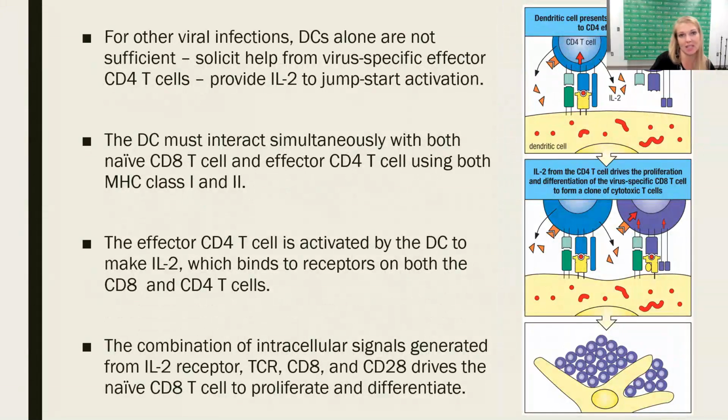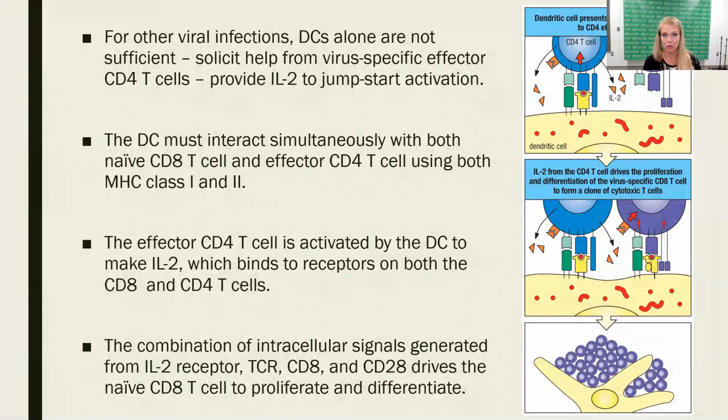Sometimes dendritic cells and CD8 positive T cells need the help of CD4 positive T cells or T helper cells to produce that IL-2 to jumpstart the CD8 positive T cell to go out and kill. So the dendritic cell has to interact simultaneously now with not only CD8 positive T cell, but also the CD4 positive T cell. Engage both of those. Because they have both MHC class 1 and MHC class 2 on their surface, they're able to do that. The CD4 positive T cell is activated to become a helper T cell like it should, and its effector function then is to produce IL-2. The CD8 positive T cell's function is to become a killer cell.